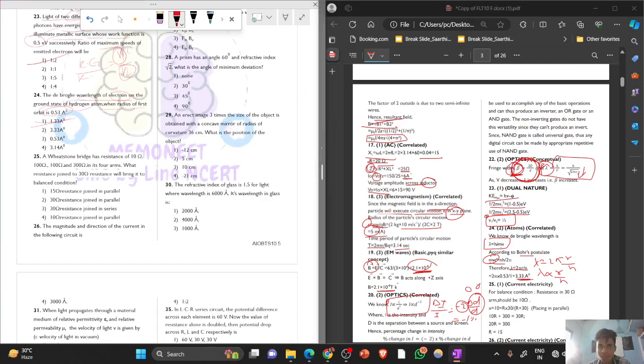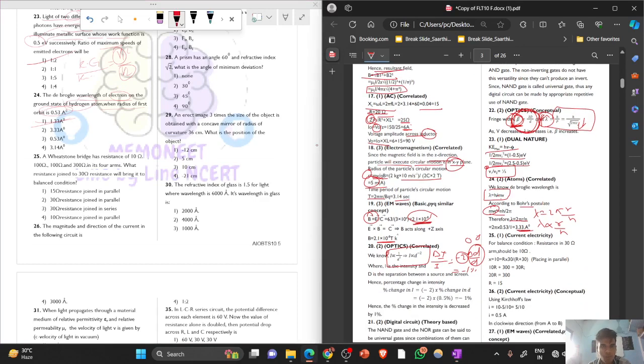Now moving ahead, it's a question of Wheatstone bridge. A Wheatstone bridge has resistances 10 ohm, this ohm, and this ohm in 4 arms. What is the resistance joined to 30 ohm that will bring it to a balanced condition? You just need to remember the balance condition, suppose that resistance will be x, apply the balance condition and get the value of x. As you can see here, just suppose x will be added and solving it out, you get r is equal to simply 15 ohm.